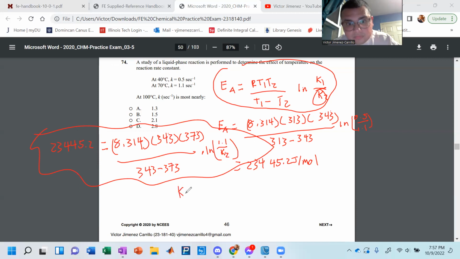K2 becomes 2.13 per second. 2.13, which is C.